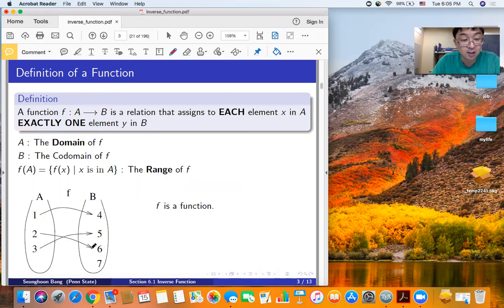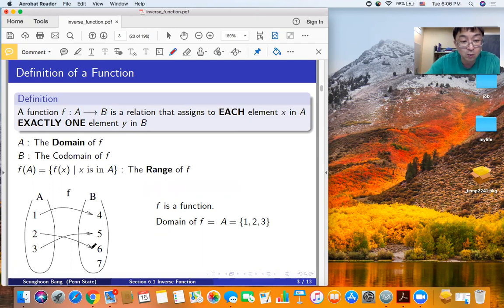The answer is yes, f is a function. So what's the domain? Do you know what the domain is? Could you write the answer on the chatting board? 1 through 3. Okay, thank you, all of you. Yes, you're right. This is exactly 1 to 3.